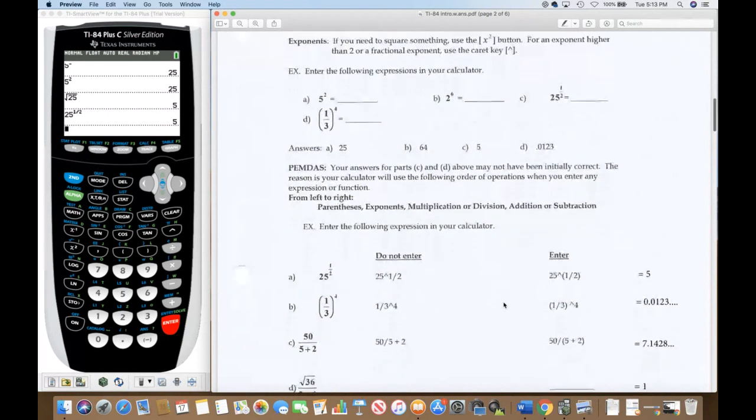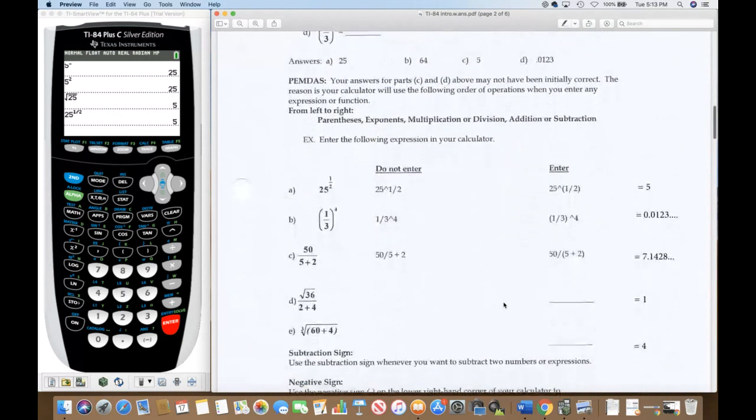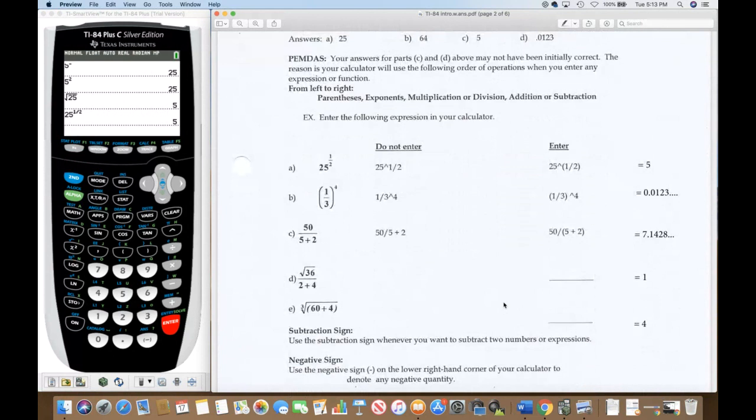Okay, welcome back. I'm going to show you a more complicated expression, C, which is 50 divided by 5 plus 2.